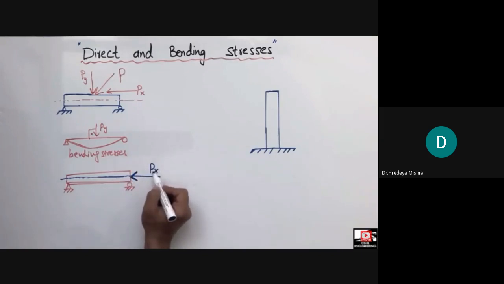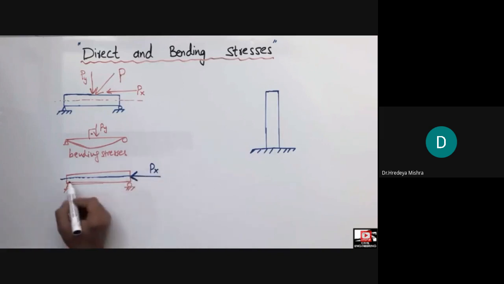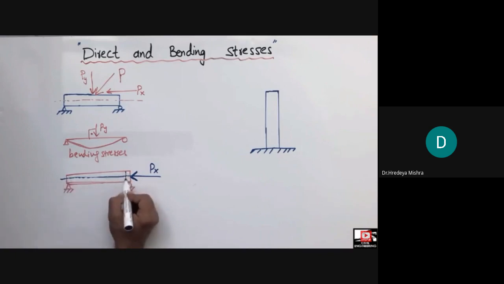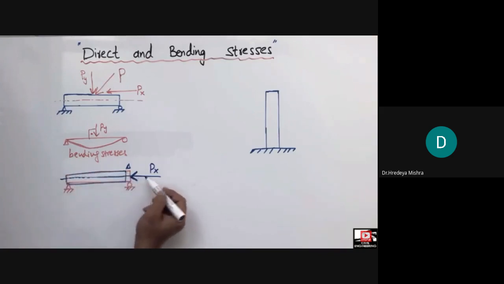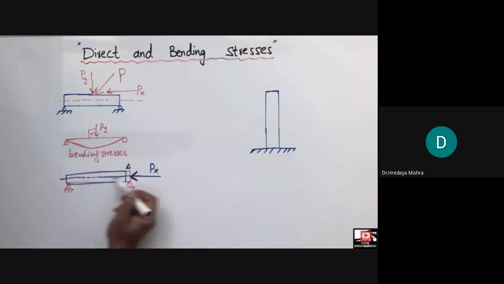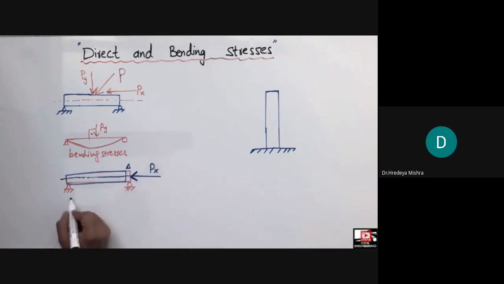This axial load creates axial stresses in a beam, and this beam will try to compress. Let's suppose this compression is delta. It is compressed because there is a roller support and it cannot resist any horizontal force. So we will have axial stresses along the axis of the beam. The load which creates the axial stresses we call direct stresses in a beam.